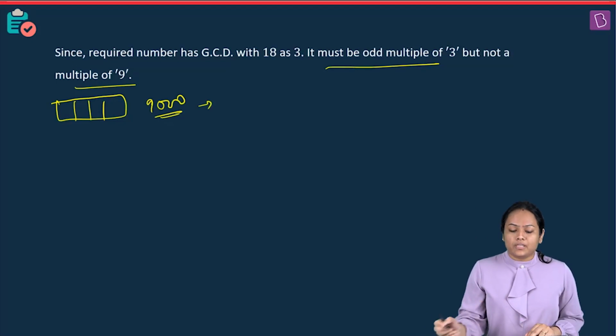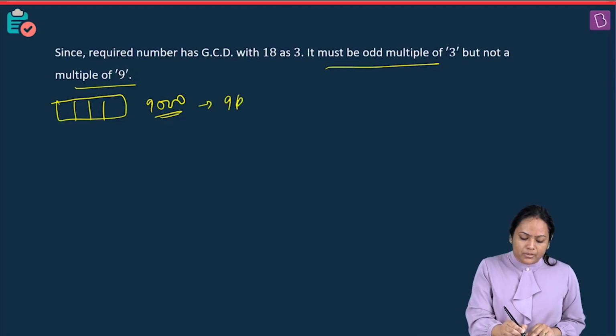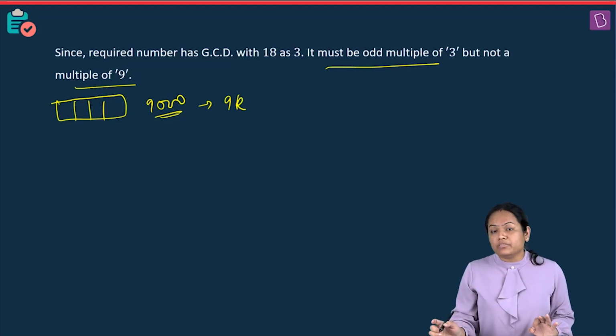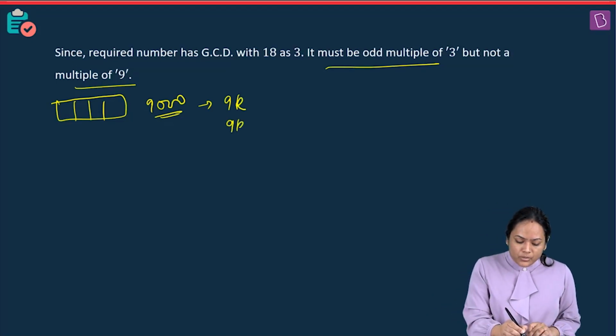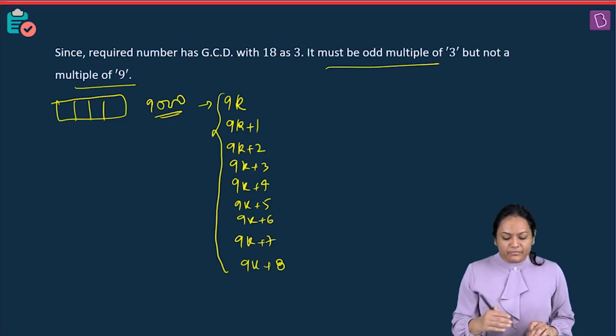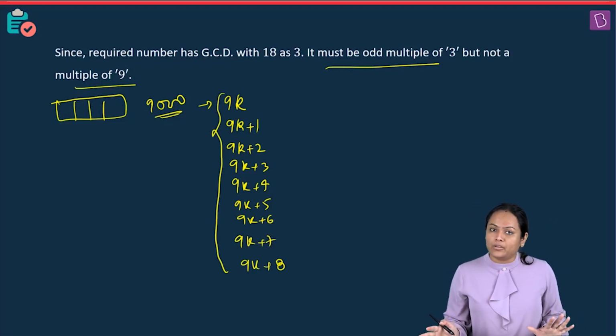In these 9,000 numbers, I have some numbers which are written in the form of 9k, that means a multiple of 9. Then I have some numbers in the form of 9k plus 1, some in the form of 9k plus 2, 9k plus 3, 9k plus 4, 9k plus 5, 9k plus 6, 9k plus 7 and 9k plus 8. These are the 9 different categories available with me, right?